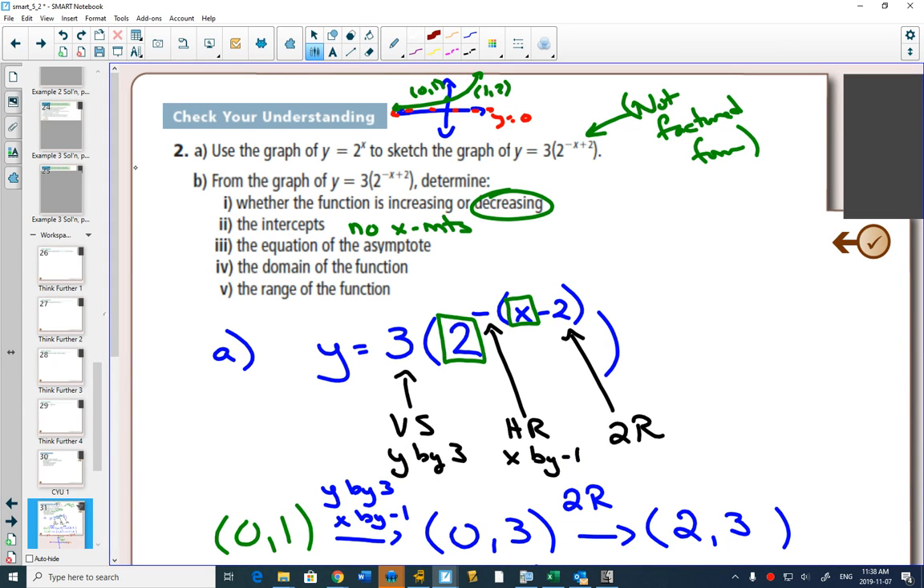If I set x equal to 0 and I solve, I'd have y equals 3 times 2 to the 0 plus 2, which would be 2 squared. 2 squared is 4 times 3. Our y-intercept is 12.